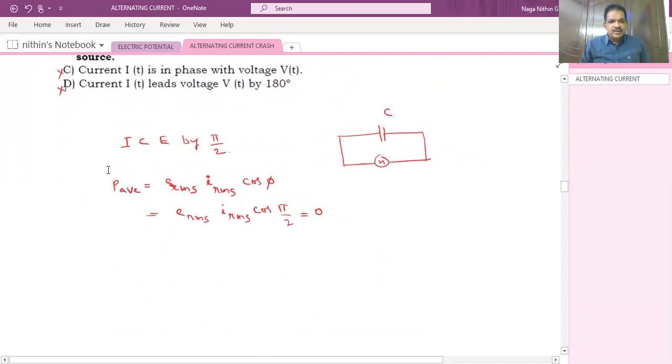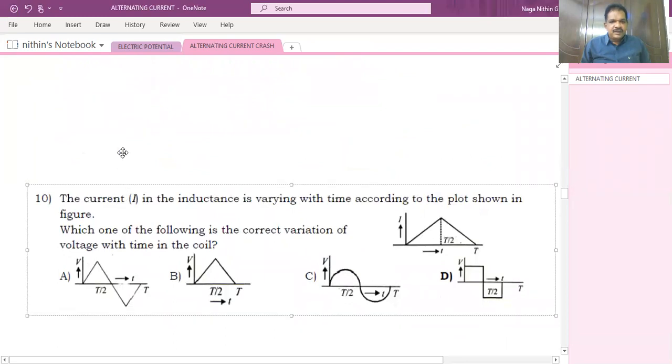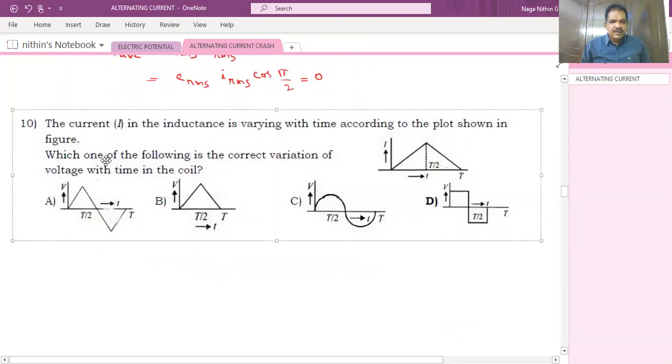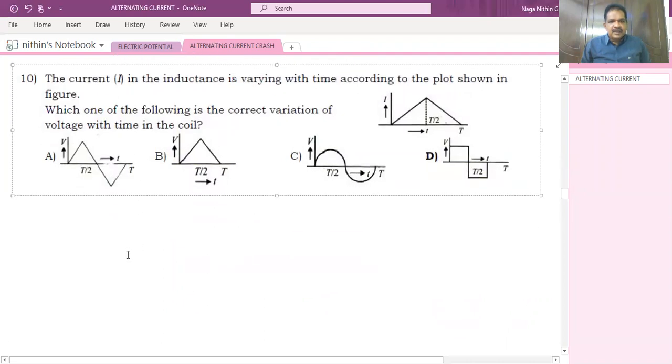B will be the answer for it. See the next question, what they are asking. The current I in an inductance is varying with time according to the plot shown in the figure. Which one of the following is the correct variation of voltage with time in the coil? So here, in an inductance, how current is varying with time is represented by a graph. How voltage is varying with time, we have to draw the graph.